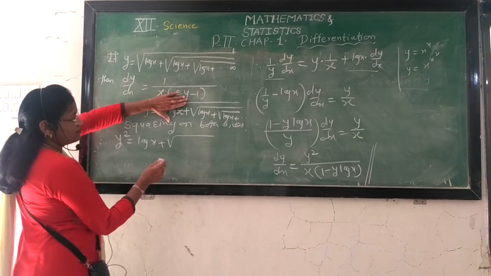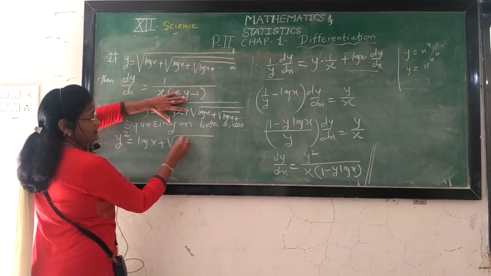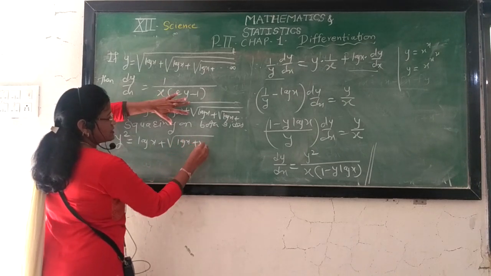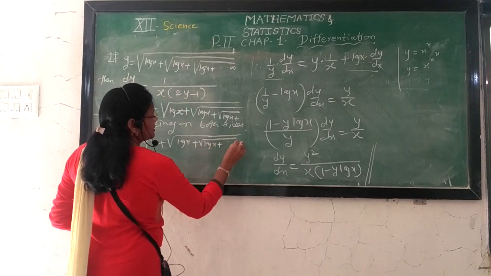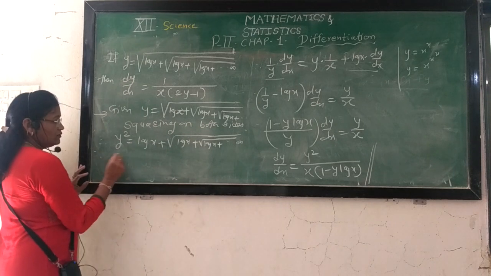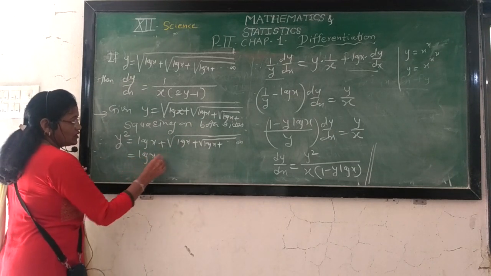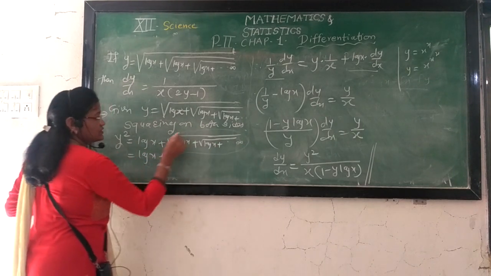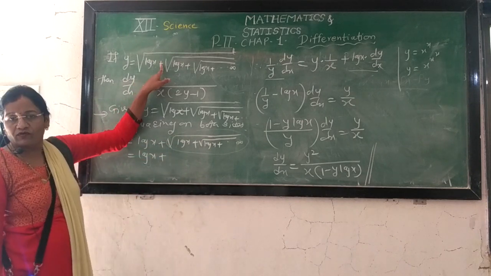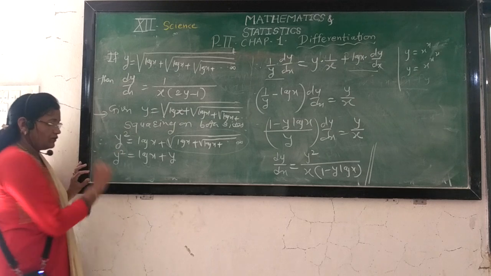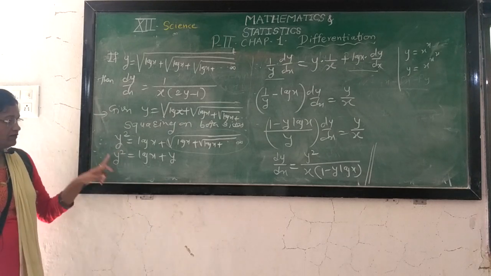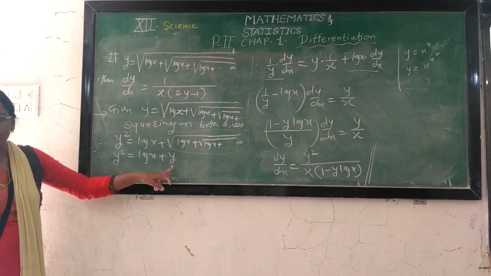Now the remaining term stays as it is: log x plus under root of log x plus under root of log x plus up to infinity. So it is the addition of log x with the given function again. This is given to you in the first line, so you can take that again as y. So the whole function reduces in implicit form to y square is equal to log x plus y.